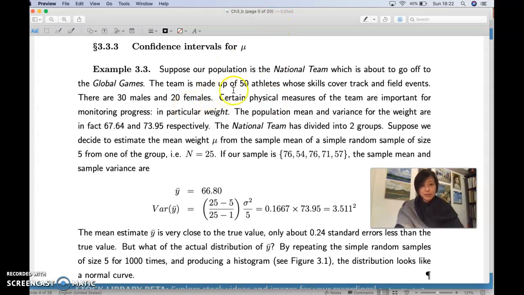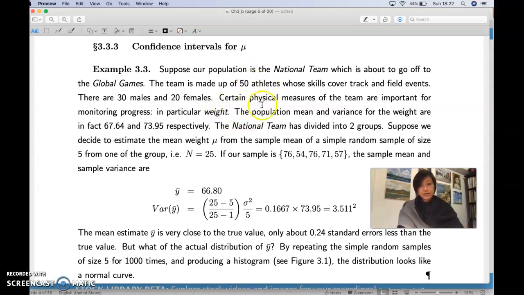The team is made up of 50 athletes and the skills cover track and field events. We know that from the population of 50 athletes, 30 of them are males, 20 are females. Then we measure their weight. So the y variable that we are interested in is how heavy they are.